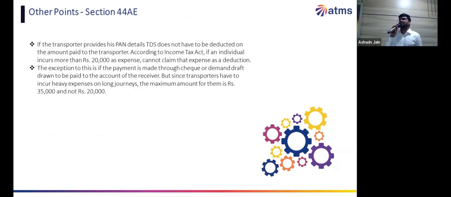And again with respect to making payment in cash, there is an exemption for them. The exception is that payment is made through a cheque or demand draft drawn to the transporter who incurs heavy expense on the ongoing journey. Maximum amount for them is 35,000 and not 20,000. What we saw as the cash payment limit in Income Tax, how much cash payment should be made, for this particular kind of person who is opting for this scheme and who is into this business, the criterion for cash payment is 35,000.